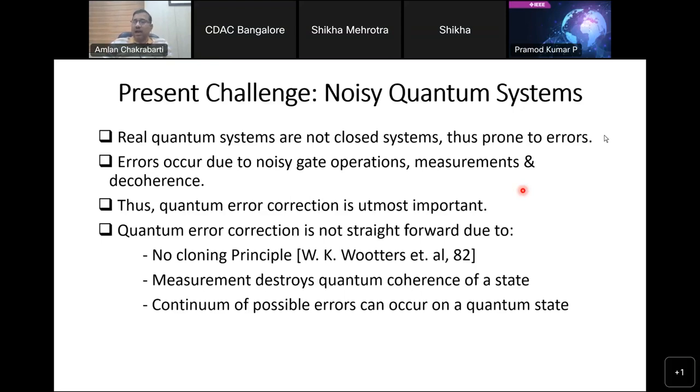That means the errors are not disjoint. There may be errors which can combine and form a continuum of errors, and that's very difficult to correct, because it's an influence of not only one type of error but of more than one type of error. So these are the challenges, and this is called a noisy quantum system. So the question is whether in this type of system we can do appreciable computing.